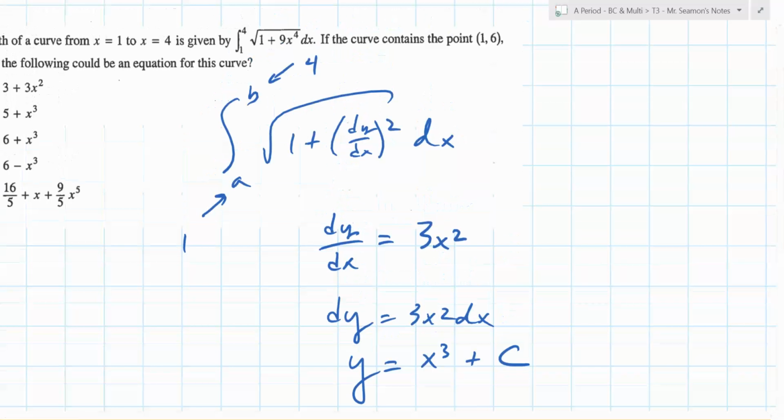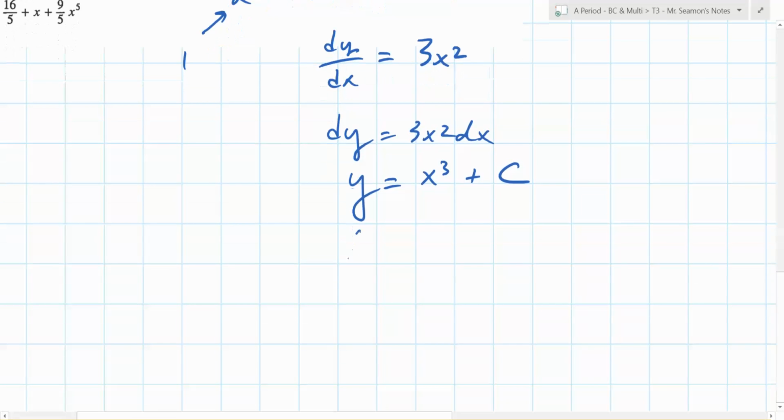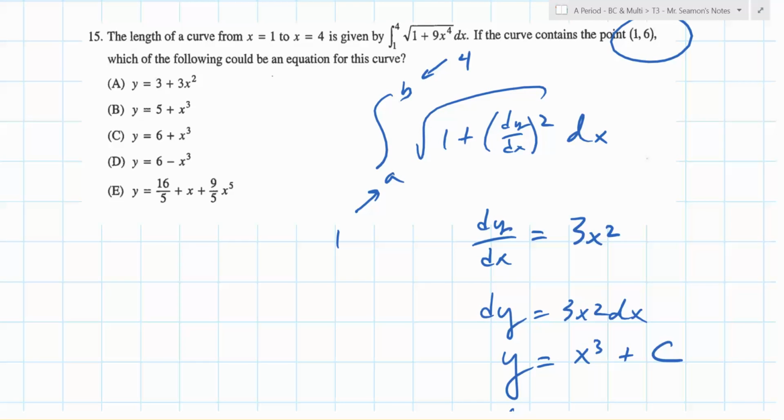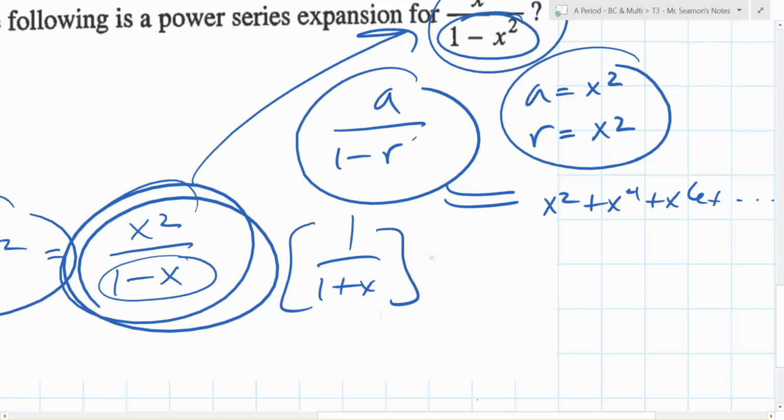But what does it tell you? It goes through the point (1, 6). So 6 is equal to 1 cubed plus c. So c is equal to 5. So which one is it? B. Key. So I was like, oh, I'm being clever.